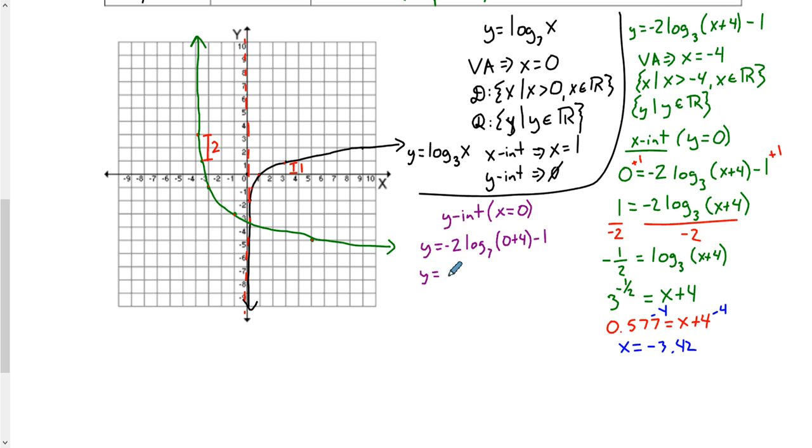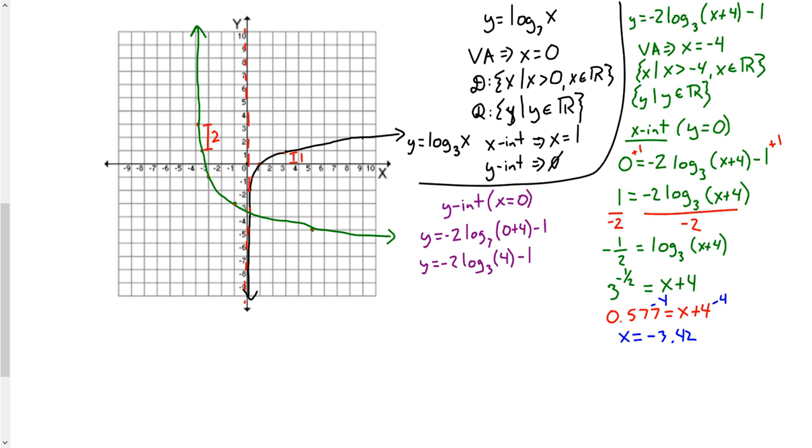Simplify it further, we get negative 2 log base 3 of 4, subtracting 1. I'm going to leave you hanging here because it's hard to cut. You can't actually type this into your calculator without knowing one extra little bit of knowledge, which I believe I'm going to be covering in section 3. Yes, it is in section 3. So we'll come back to this, but just so you know, it's about negative 3.5.